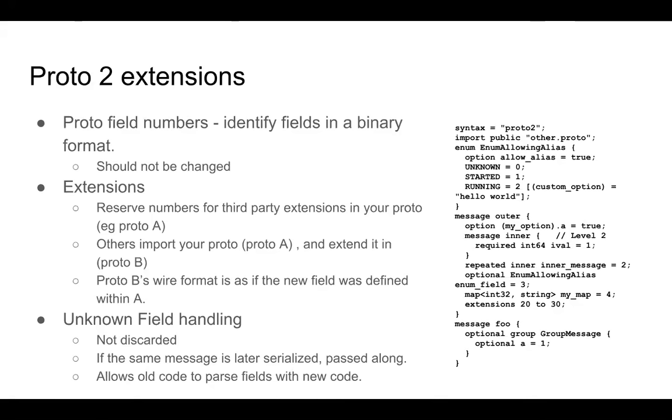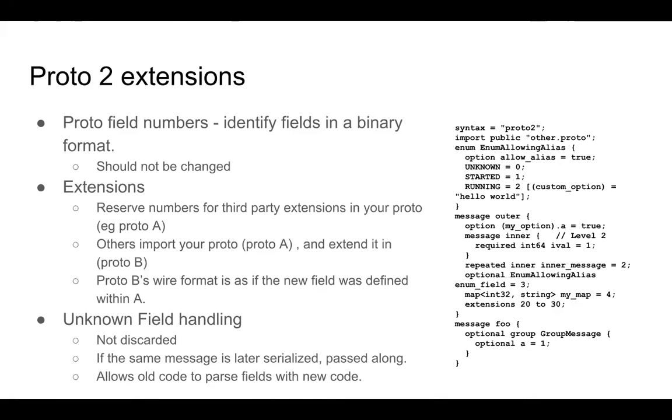And then basically what proto B's wire format will look like is that it will look identical as if proto A had this new field defined within it. So that's kind of how extensions work. As you can see, this is a bit of a roundabout way of doing it. But once you get the hang of it and once you're in this particular way of thinking, it's okay.